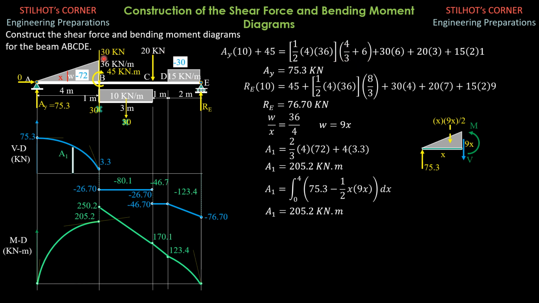Then plus 30 kilonewtons times 6, 30 times 6. Then plus 20 times 3. Then lastly, plus 15 times 2 times 1 moment arm. So solving for AY, it is 75.3 kilonewtons.